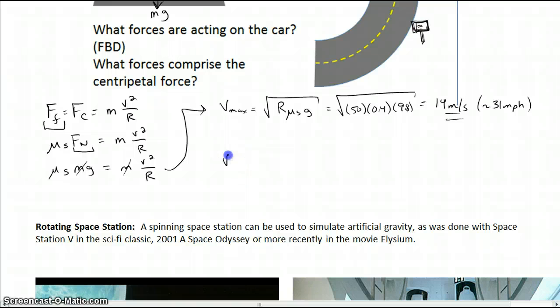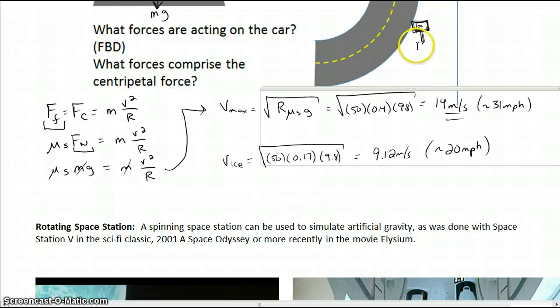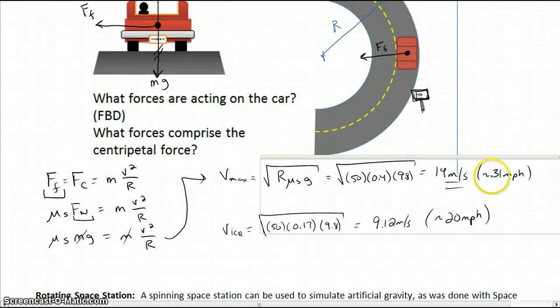So now if I do V ice, the only thing that's changed in this equation, it's the same radius of the circle, but now I've got 0.17 as my coefficient of friction. Gravity's the same, everything else is the same. What do I get? 9.12 meters per second, or approximately 20 miles an hour. So significantly less, 2/3 the speed that I was originally able to go when it was dry.